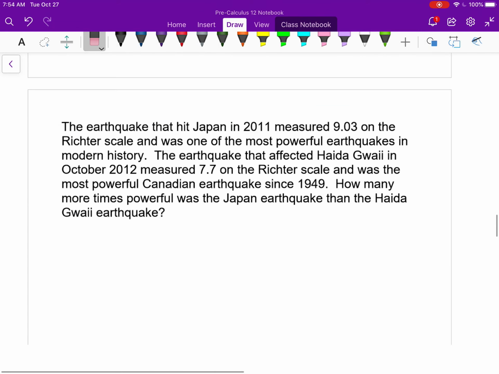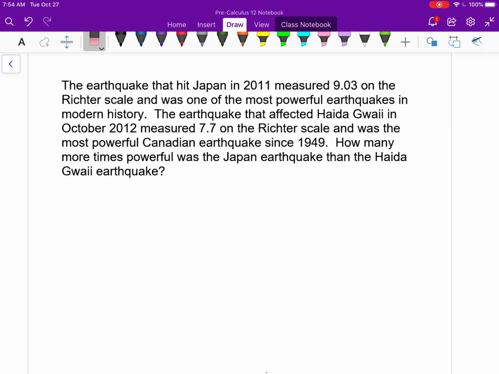With that said, here's the actual question I want us to look at. What I'm really doing here is comparing two actual earthquakes. One in Japan in 2011, that was 9.03 on the Richter scale. And it was one of the most powerful earthquakes in modern history. A year later in Canada, in Haida Gwaii, there was a 7.7 magnitude earthquake on the Richter scale. And that was the most powerful earthquake in Canada for a long time. So the question is, it's pretty clear that the Japanese earthquake was more powerful than the Canadian earthquake. How many times more powerful?